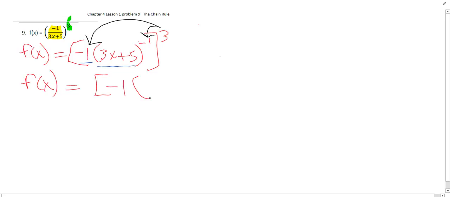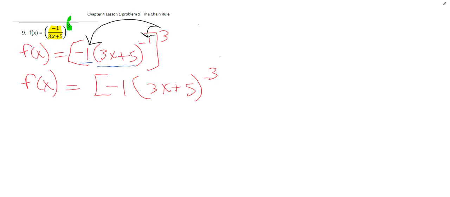times, and when you distribute 3 to the negative 1, that's just multiplying 3 and negative 1 together, you get 3x plus 5 to the negative third power. So now this outside bracket that I've drawn is really not even necessary. So now this just becomes a chain rule problem that's a little easier to deal with. And we could also mention that this negative 1 is just a constant out here, right?